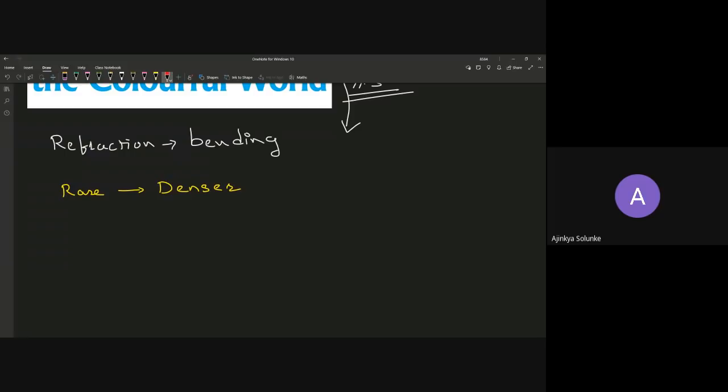Towards the normal, right? The first is towards the normal. So if your light is traveling from rare to dense, then the bending is going to occur towards the normal. And what if the light is traveling from denser medium to rarer medium? Then it is going to be bending away from the normal. Away from normal. Okay, so these are the 2 points.